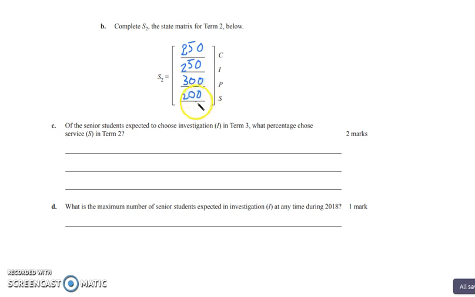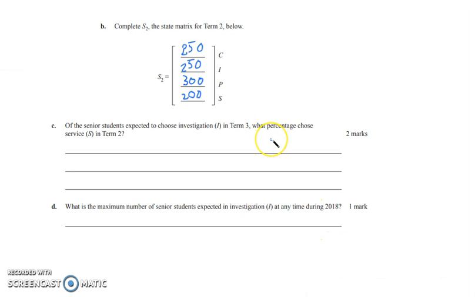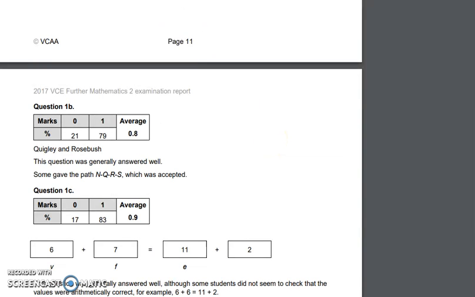So progression from the S1 matrix to the S2 matrix, we've got a change in values here. So those completing C, I, P, and S. And here's the calculator for having a quick look. If you want to write down those values, just pause the video. Number C, of the senior students, so let's check the assessor's comments for that one.